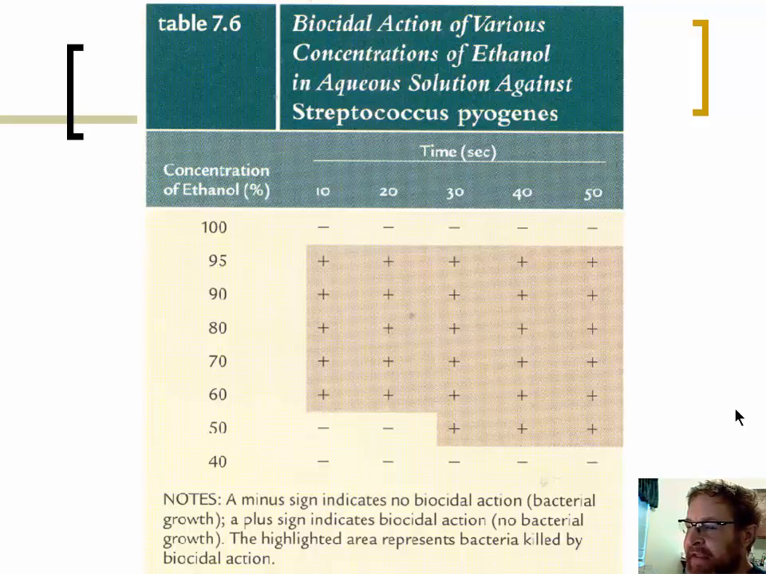And so what you can see is that as you increase up to 95%, you're getting more and more killing. If you're looking at the plus marks as being the killing, at 95%, in 10 seconds, you're going to get some killing of the Streptococcus. If you were to drop that down to only 50% of the ethanol, then in 10 seconds you wouldn't get the killing.